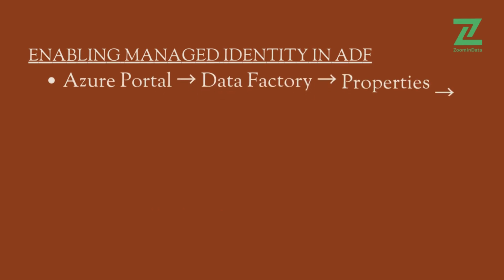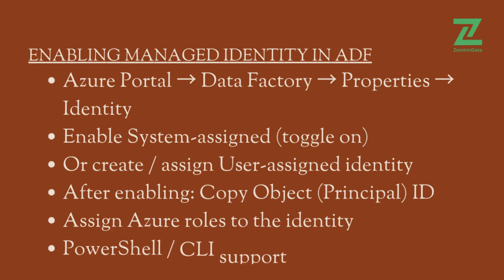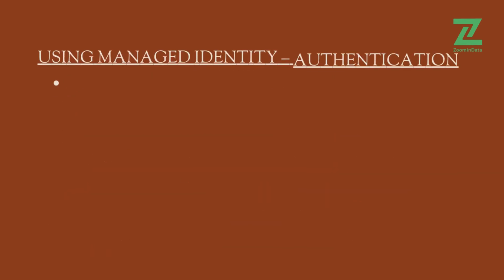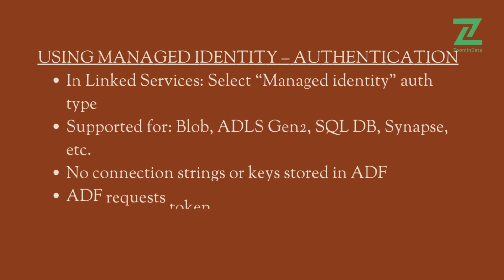Enabling managed identity is straightforward. In the Azure portal, navigate to your Data Factory instance, go to the Properties tab, and turn on the System-Assigned Identity, or assign a user-assigned one. Once enabled, assign the necessary Azure roles to this identity. Once enabled, configure linked services to use managed identity authentication.